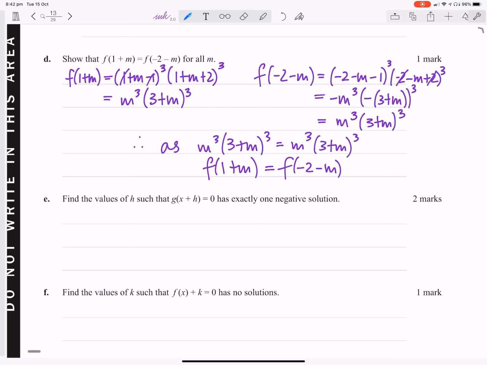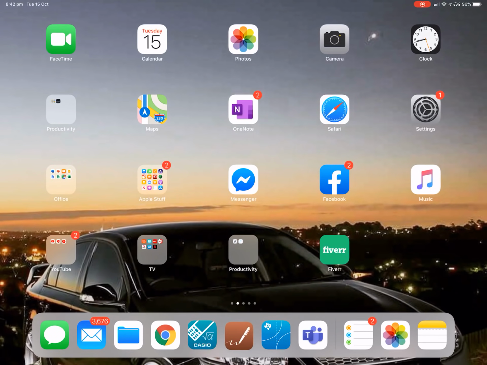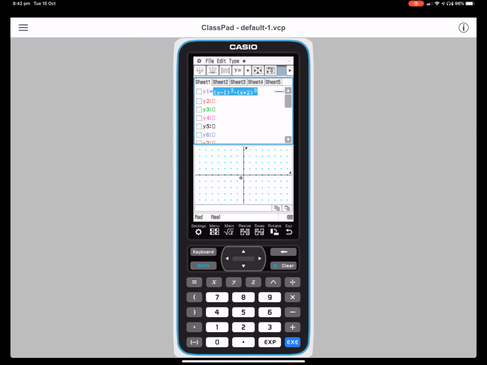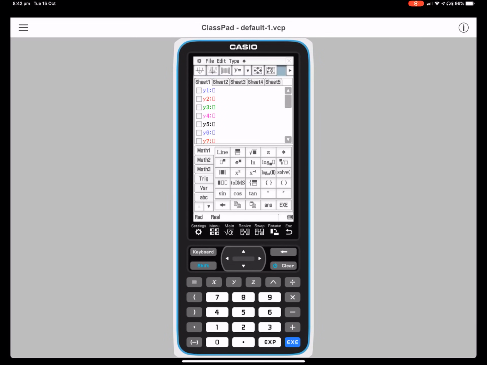Find the values of h such that g of x plus h, so it's going to move it left and right. So g of x plus h. So let's sketch g of x.